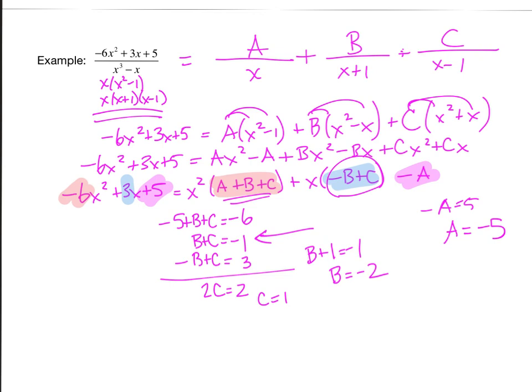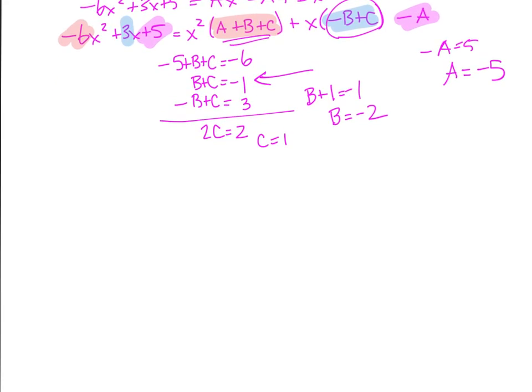All right, now again, don't forget, just because you figured out a, b, and c does not mean you have stated the answer. You do need to put those back in. So here's what this answer is going to look like. -5 over x minus 2 over x plus 1 plus 1 over x minus 1. There you go.